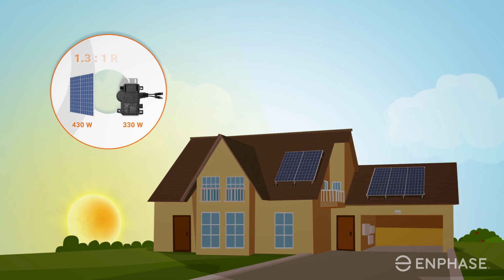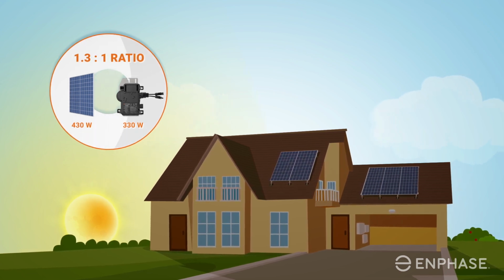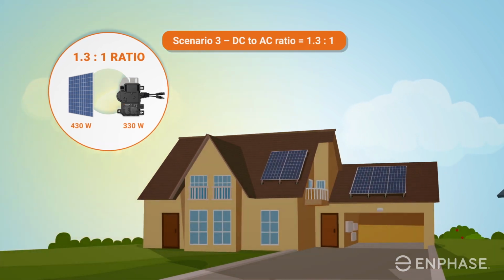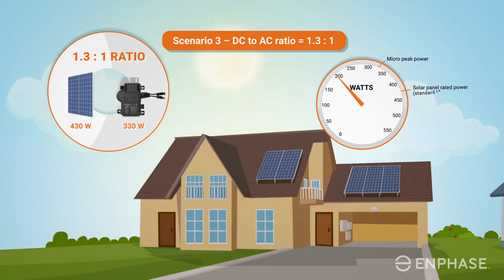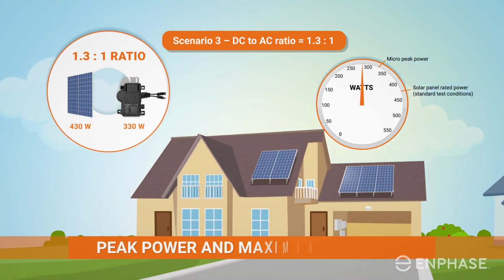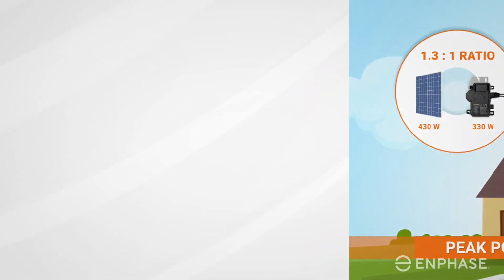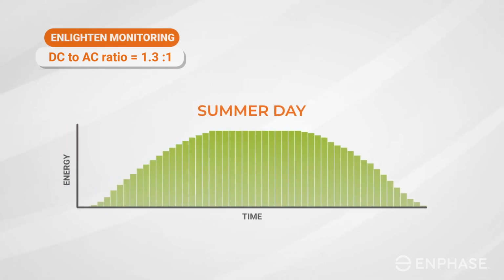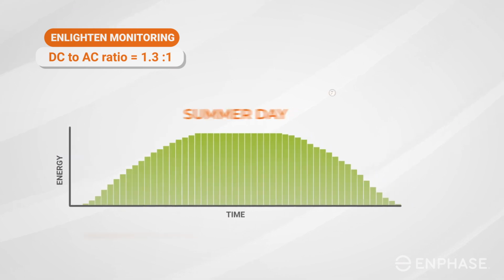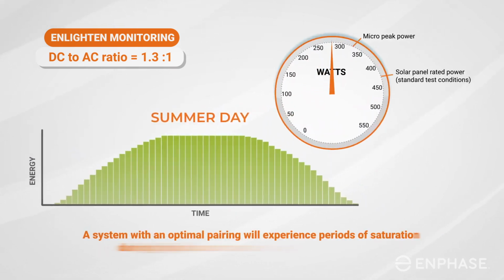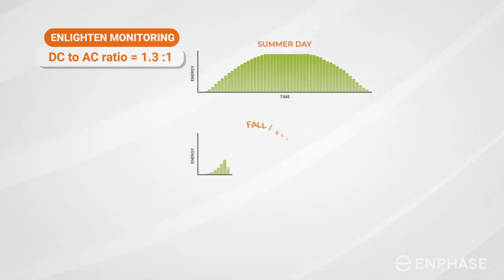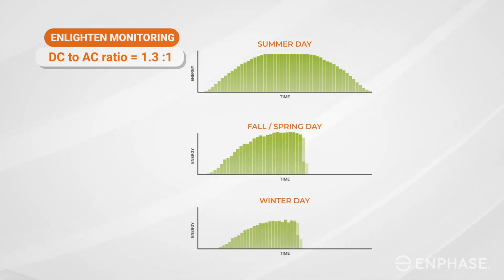Finally, we have an optimal pairing for the climate and other site characteristics like panel orientation and tilt. The DC to AC ratio is 1.3:1, and during the sunniest time of the year, the inverter periodically reaches its peak power and maximum potential. These periods of inverter saturation are represented in the Enphase app as a flat portion of the bell curve of a day's energy production. A system with an optimal pairing will experience periods of saturation during high production months, typically early summer. While the rest of the year, the peak power of the microinverter is not usually reached, and there is little or no uncaptured energy.